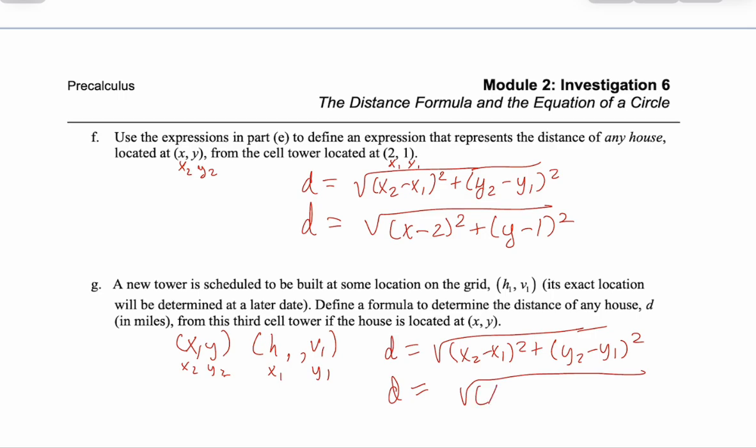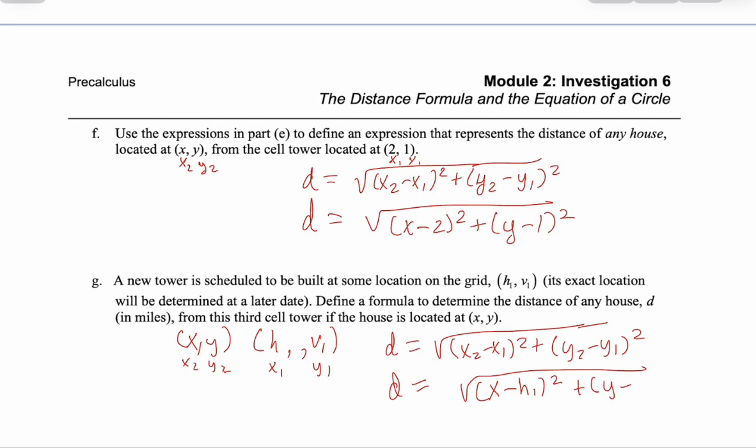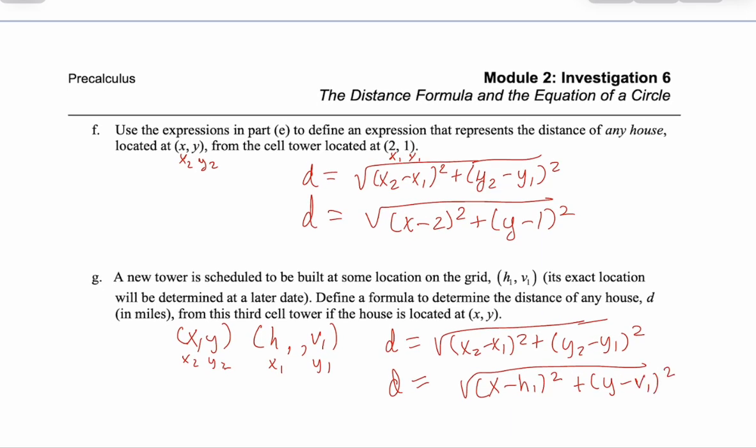So what we get is X minus H1 plus Y minus V1 squared. Now, what's cool about this new formula we've created is if we pick any house on the grid, the point xy, wherever it ends up, its exact location, we can plop it in. Once we know where the new cell phone tower is going to be located, wherever that H1V1 happens to be, plop that in. We can always find the distance.